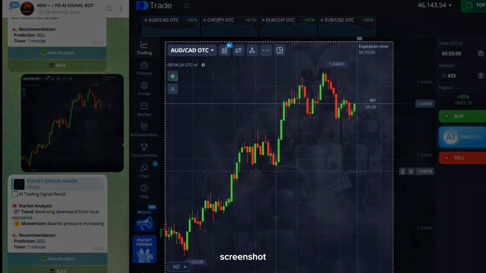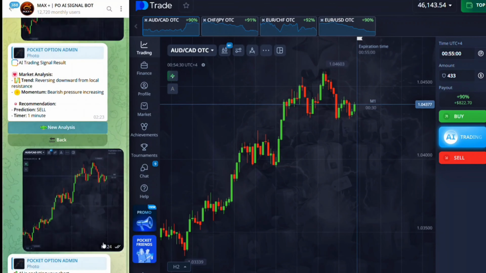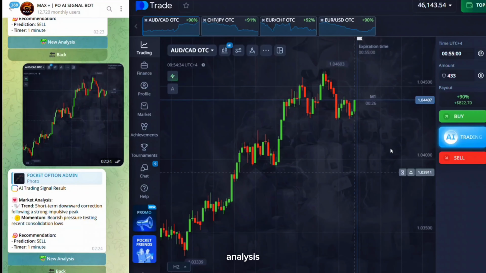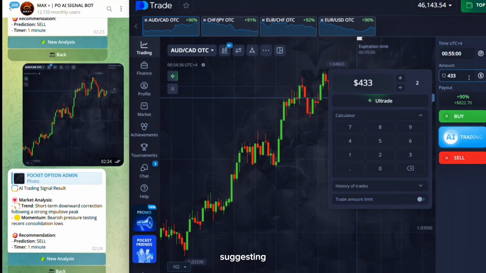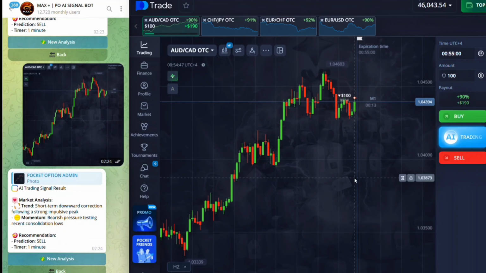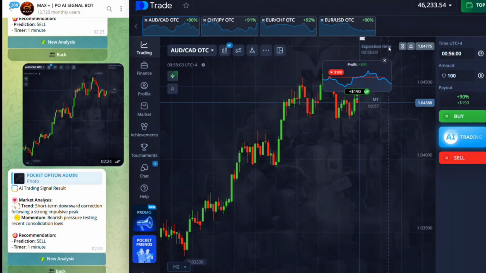First, I'll take a screenshot of the PocketOption chart and upload it to Max Plus Bot. The bot is now analyzing the chart and generating a signal. The analysis is complete. The bot is suggesting a sell trade. We'll enter our trade amount. The trade is now active. The position is closed. Trade win. The first signal was successful.